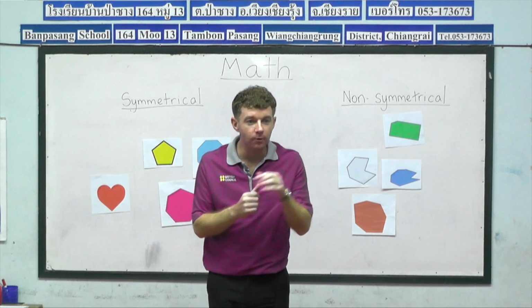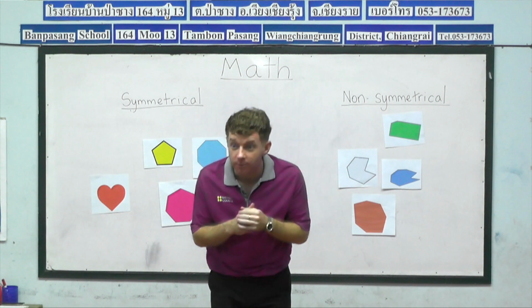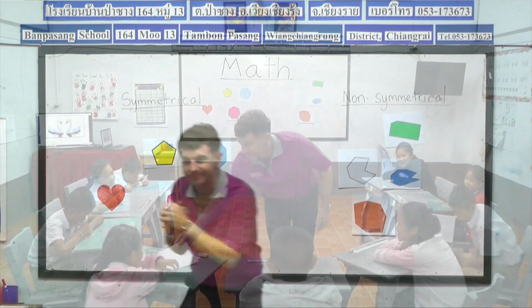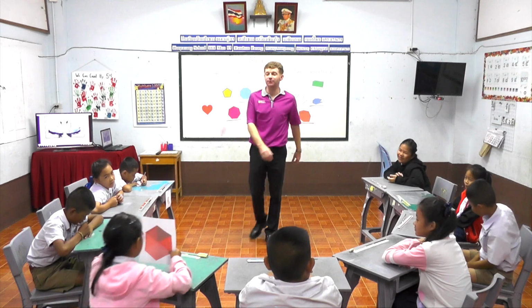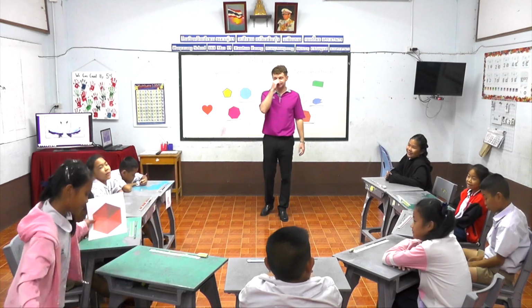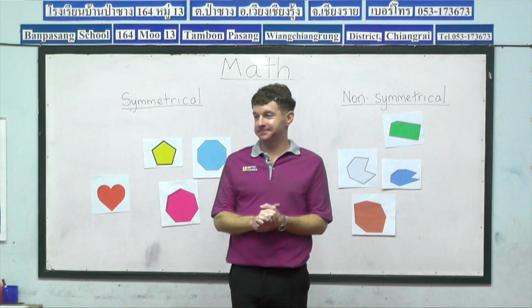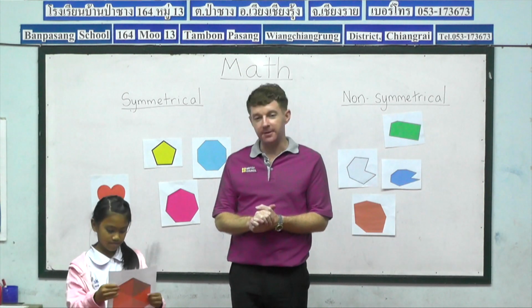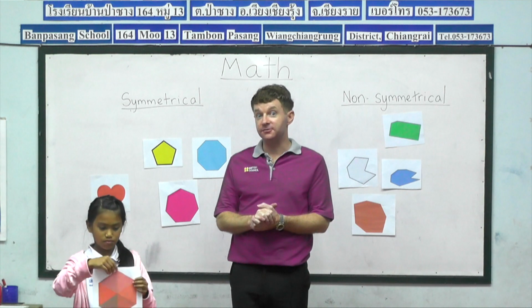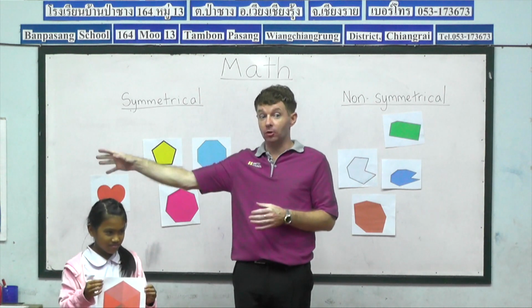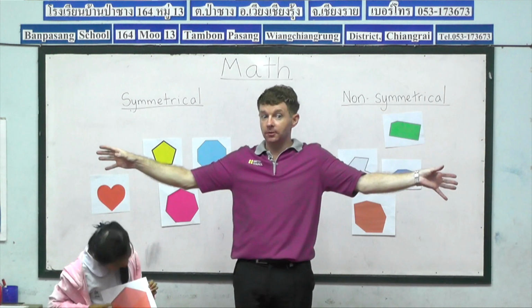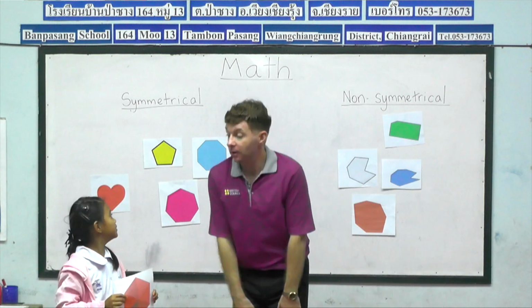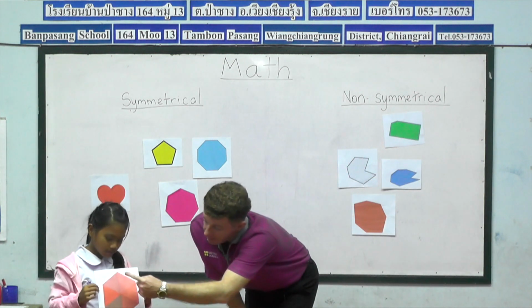And we have one more shape. And I think we have one more person who hasn't gone yet. Pak Bung, come and join me at the front, please. Okay. What do we think, guys? Final shape, symmetrical or non-symmetrical? Symmetrical. And how do we know? Because we imagine a line.